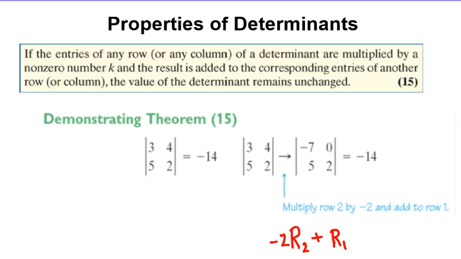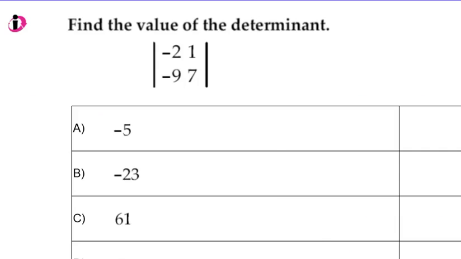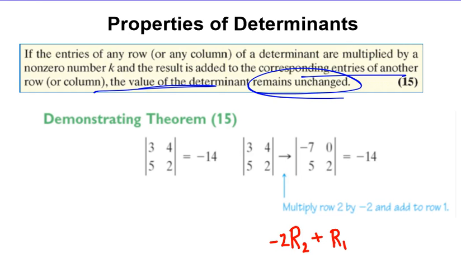And then if you do any row operations with it, for example, if you do negative 2 times row 2 and add it back to row 1, the determinant is unchanged. So several properties that you probably want to take a look at and be familiar with. If you don't recognize them, you'll just work the problem as normal.